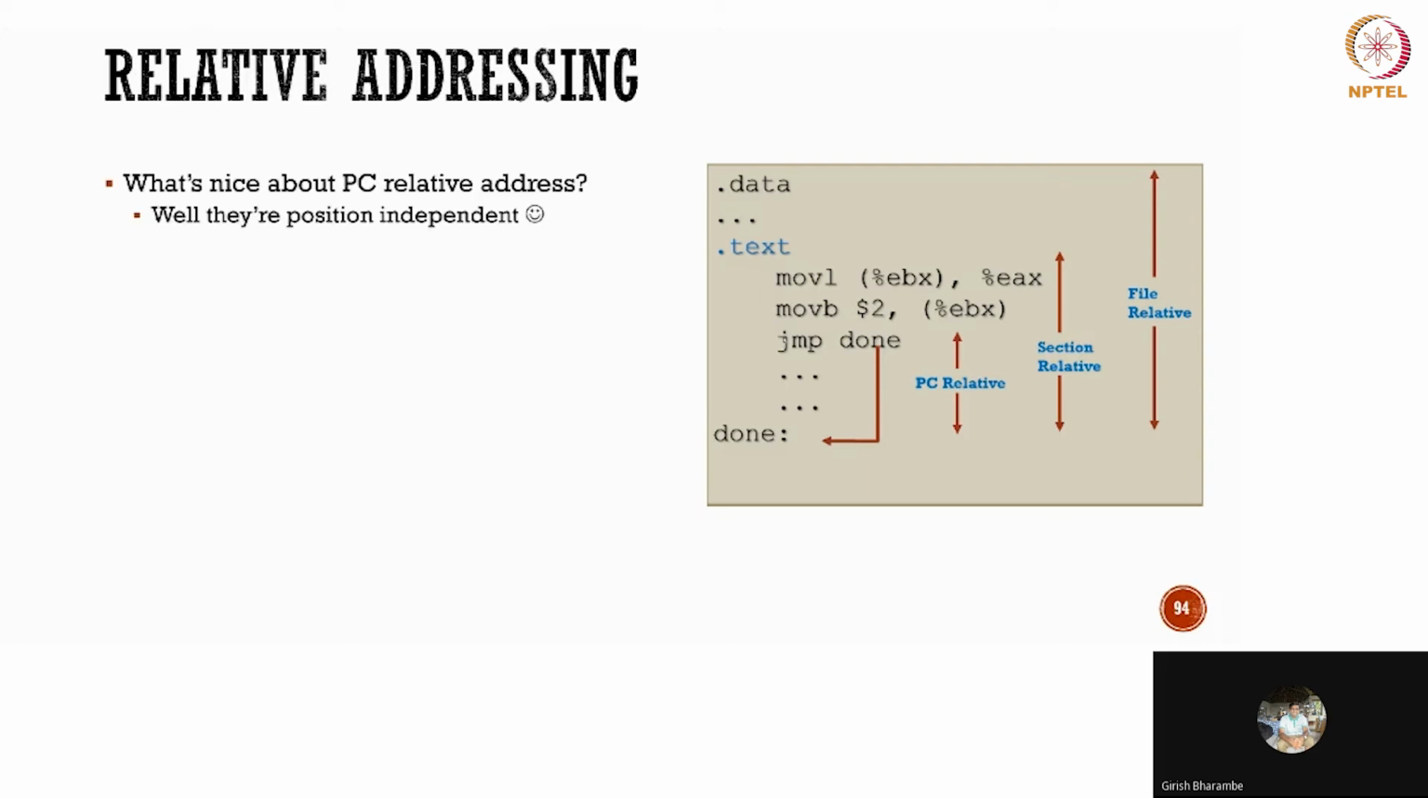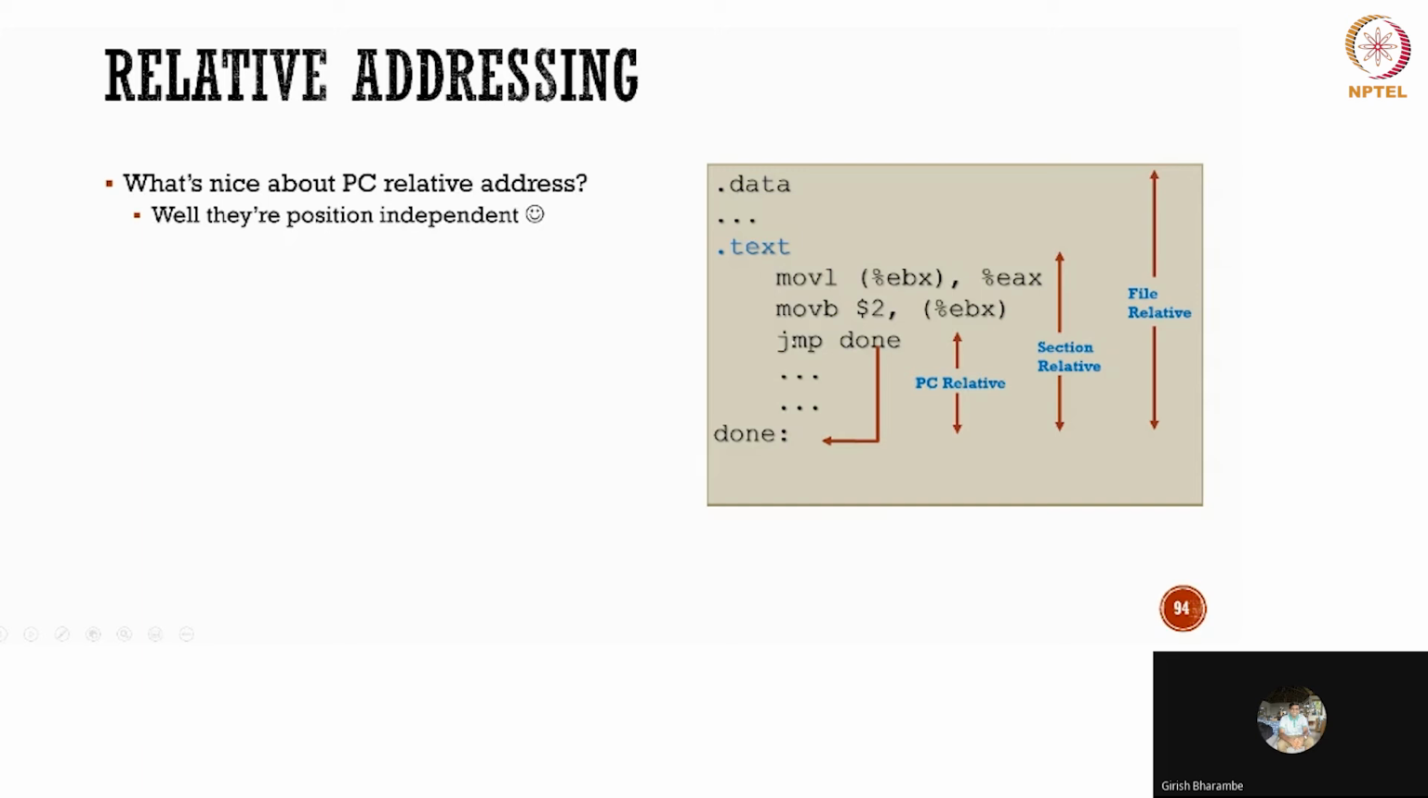So for example, in this particular case, if I'm doing jump to a label done, right? In most processor architectures, instructions like JMP, call, etc. will take a PC relative address. That means they will take the difference between the current instruction and the target. So we are not actually jumping to the address of done. We are jumping to the address of done relative to the current instruction.